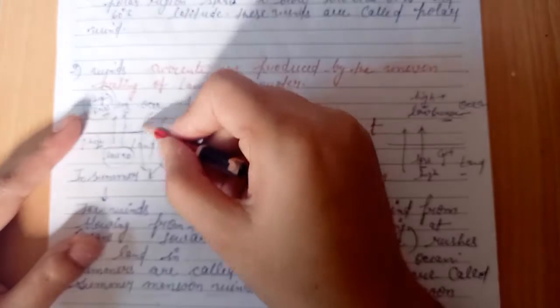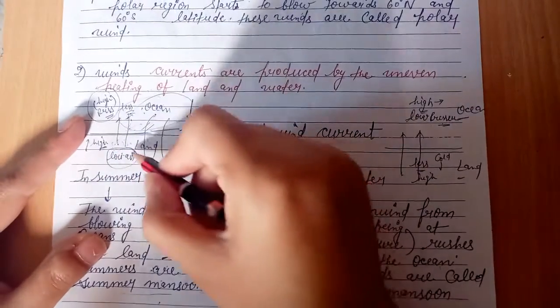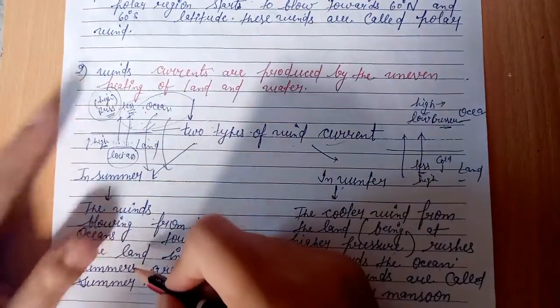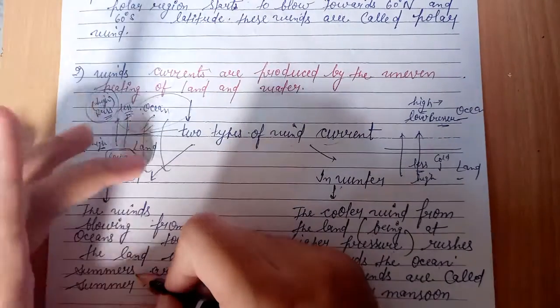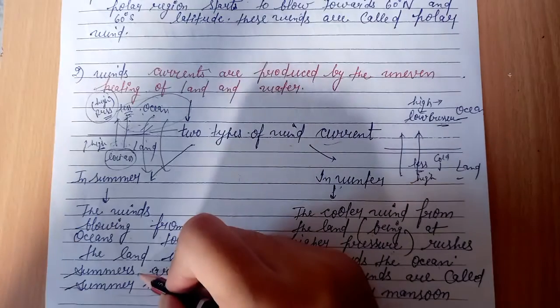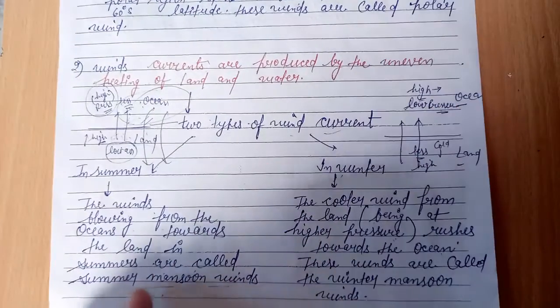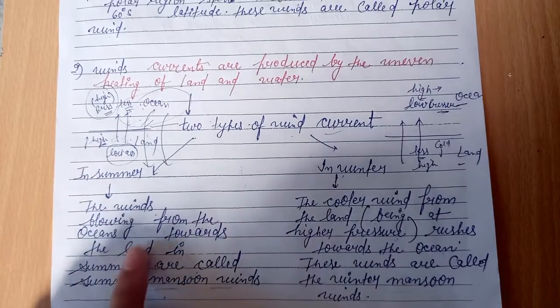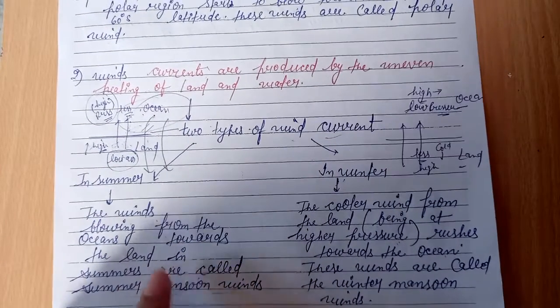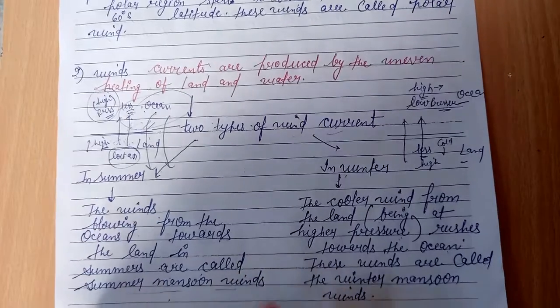Wind starts to blow because here is a high pressure region and here is a low pressure region at the land area. So wind starts to blow from the high pressure region to the low pressure region, and these winds we call summer monsoon winds. The winds blowing from the oceans towards the land in summers are called summer monsoon winds.